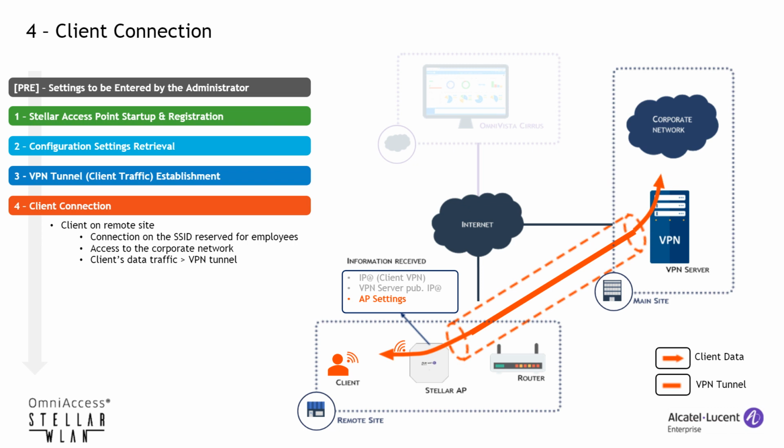This allows the remote access point to broadcast reserved company SSIDs for employees at the remote site. Once connected to the SSID, the employee will be on the company's network with their data passing through the VPN tunnel created in Step 2.